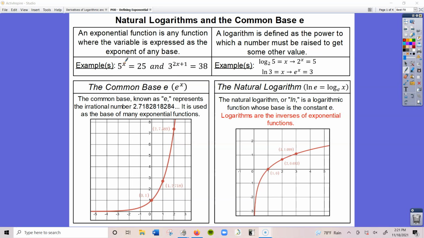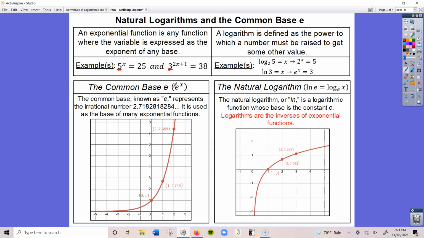For example, we have 5 raised to the x is equal to 25, and 3 raised to the 2x plus 1 is equal to 38. These are exponential equations because we have our variable as part of the exponent. Now, in our later lesson on derivatives of exponential and logarithmic functions, we're going to also work with the base e. A base is the number, or variable, that has the exponent. So for example, in this equation, the base is 5, and here the base is 3.